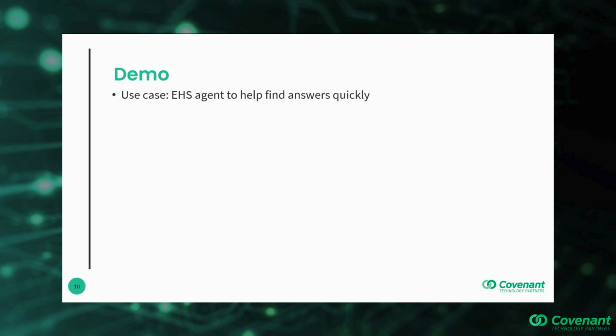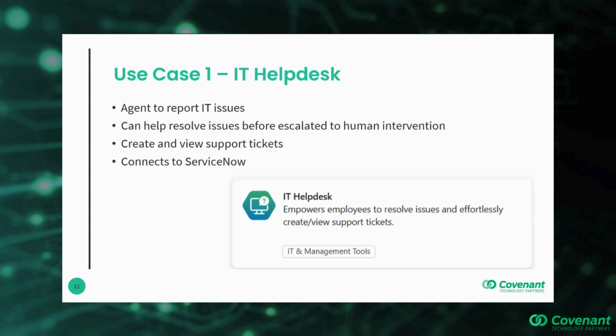Okay, next we're going to cover just some general use cases. EHS is very specific, but these are general use cases that are already templatized. If you go into Copilot Studio, they're already set up, and all you need to do is go in and do a little bit of configuration, and then you can deploy them to your organization. Maybe you want to do a lot of customization and you want it to do very specific things, but this way you at least have a starting place.